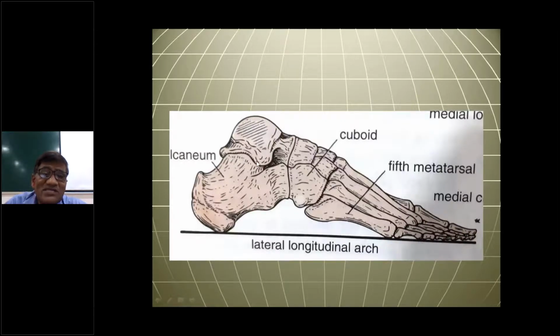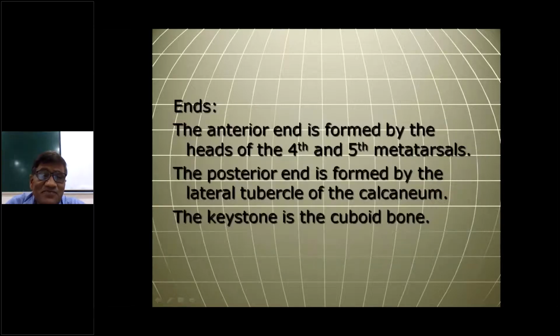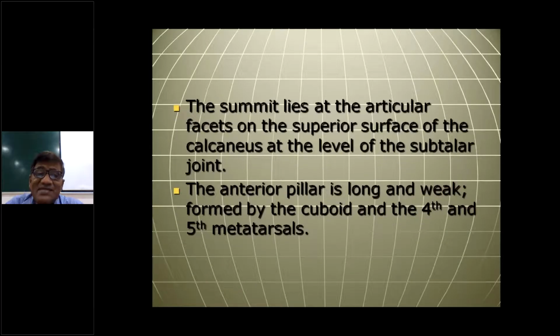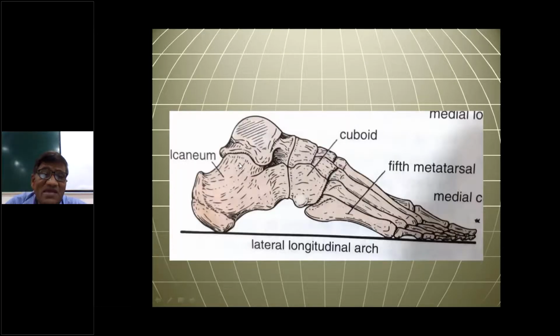Look here. Now here there is a joint between the talus and the calcaneum. Actually, the talus articulates with the calcaneum in three places. Three facets are there. Here, where I am showing, is the largest facet, and the main joint between the talus and the calcaneum is here. This is called the subtalar joint. So naturally, this facet here is the summit. The summit lies at the articular facets on the superior surface of the calcaneus at the level of the subtalar joint, the main joint between the calcaneus and the talus, not the two small ones.